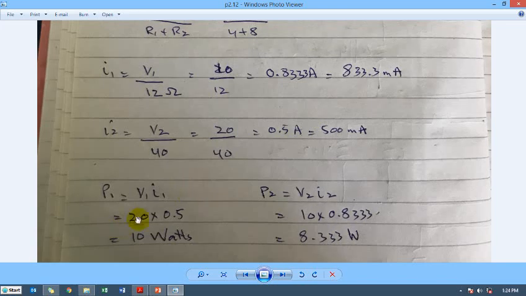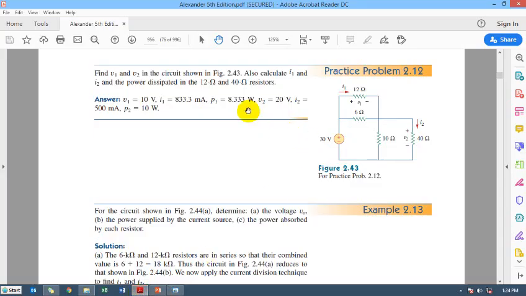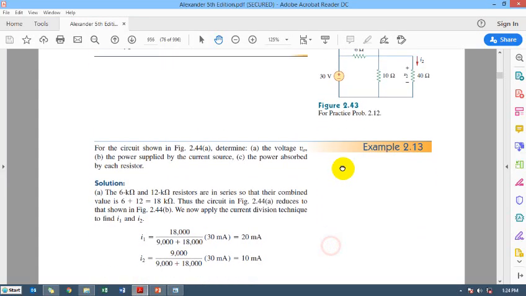How do you find power? Power is V1 multiplied by I1, this is P1, and V2 multiplied by I2 is P2. Right, so these are the answers, and these answers are matching with the answers available in the book.